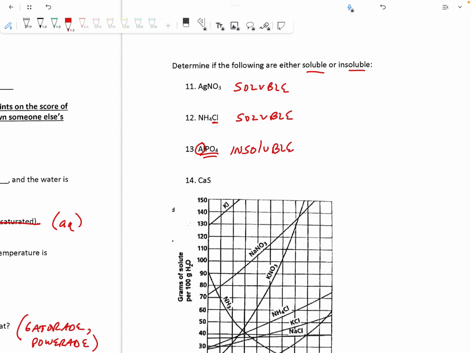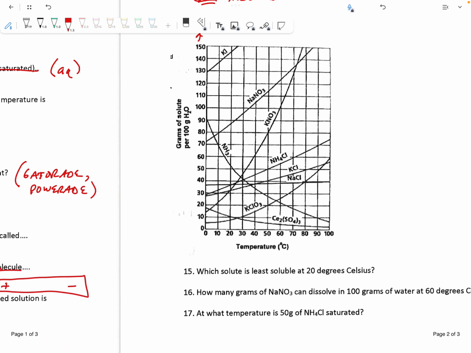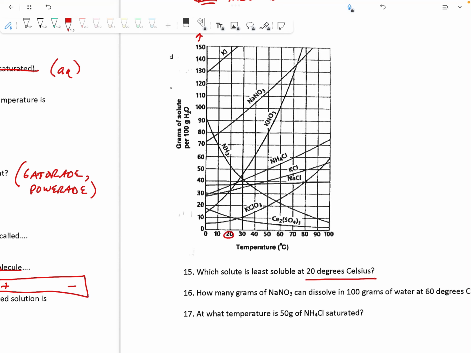And then the last, calcium sulfide. Sulfide is insoluble, but there is an exception. It's that calcium right there. That means it's going to be soluble. Okay. Which solute is least soluble at 20 degrees Celsius? Go to 20 degrees Celsius, go up and find the first curved line. There you are, KClO3.